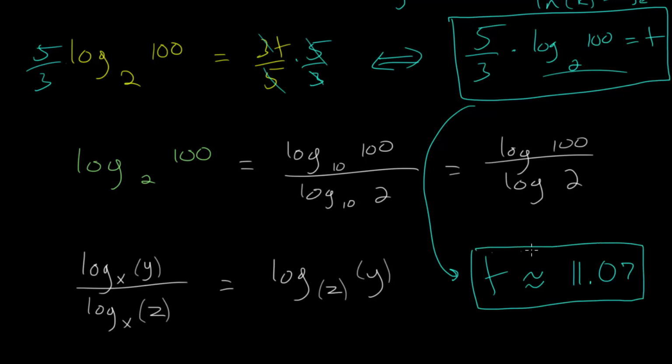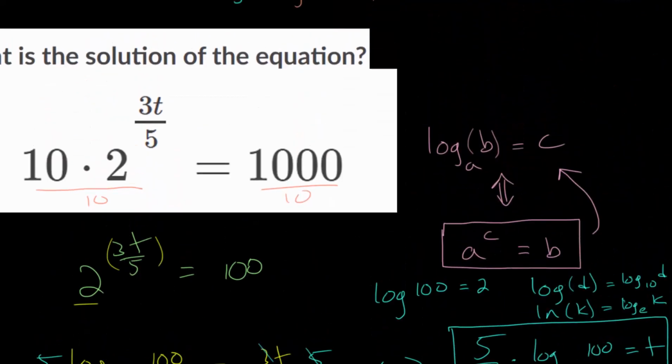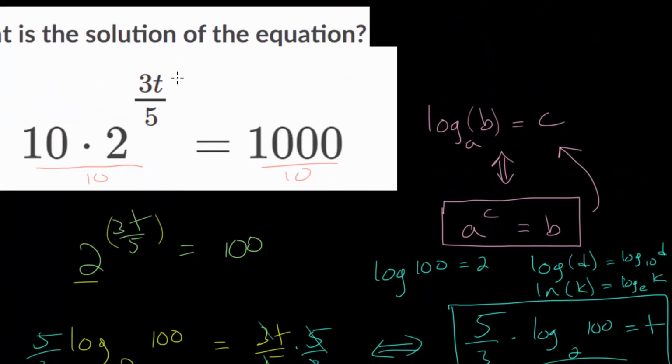So this right here is what we think is our final answer. And to check it, we can just plug that in, 11.07. And when you simplify this left-hand side, since we are approximating t here, we will just get back an approximate answer. We can do 10 times 2 to this power, and if we get roughly 1,000, then we can feel confident that this is in fact correct.